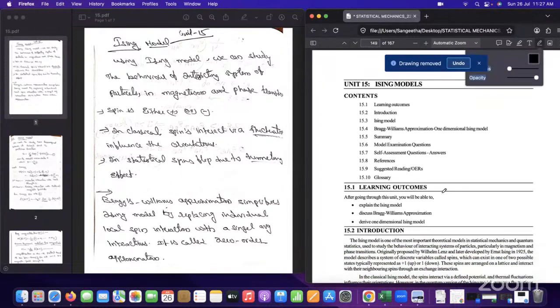Here in this we have only two topics. What is Ising model and what is Bragg-Williams approximation. First we will see Ising model. So what is Ising model?